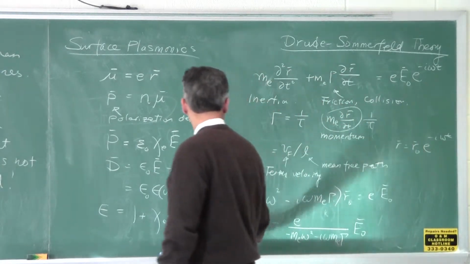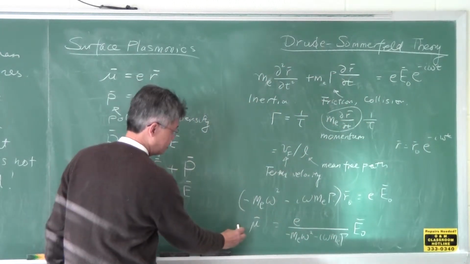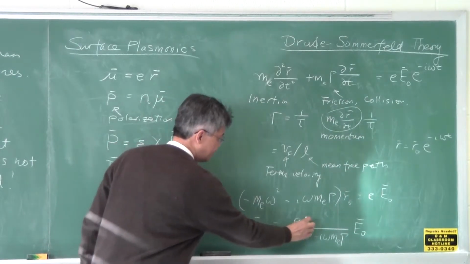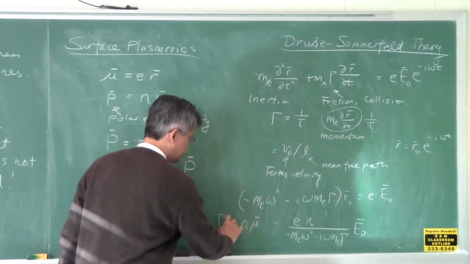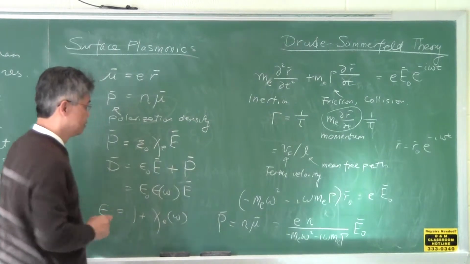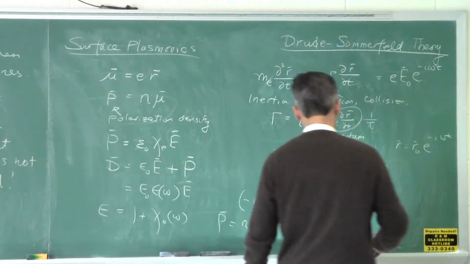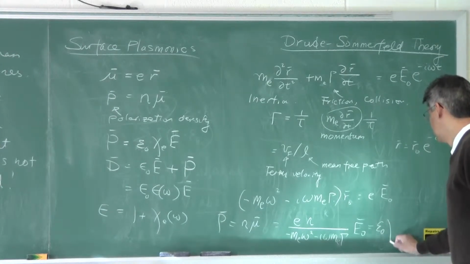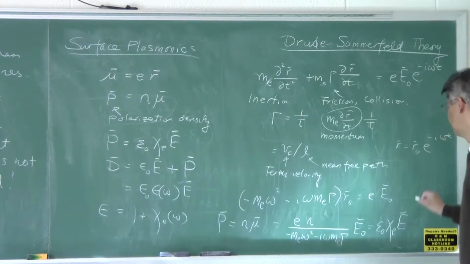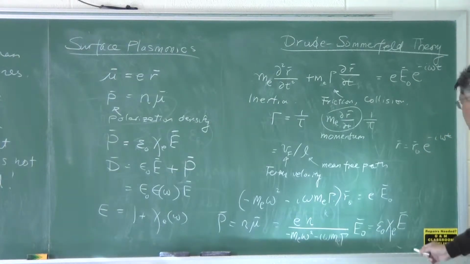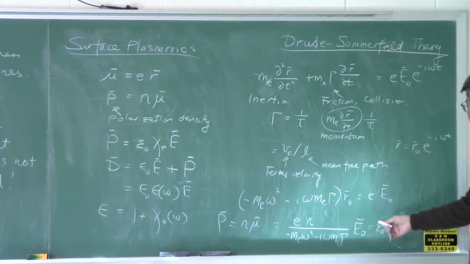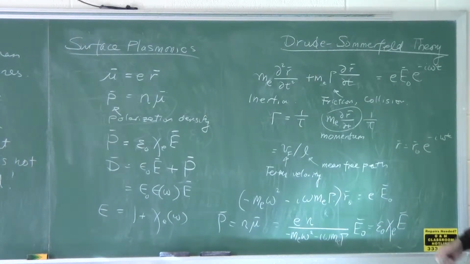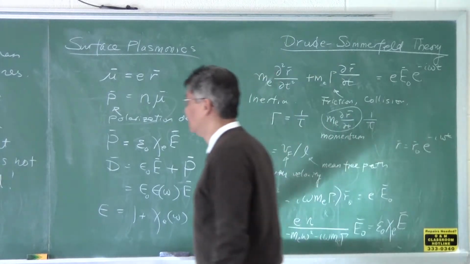Okay. So I can add an n to here, put an n here, and this will be my P. And then this would be my epsilon naught chi E naught. Okay, kind of E naught. E naught and E are the same. Okay, you know what I mean by that.